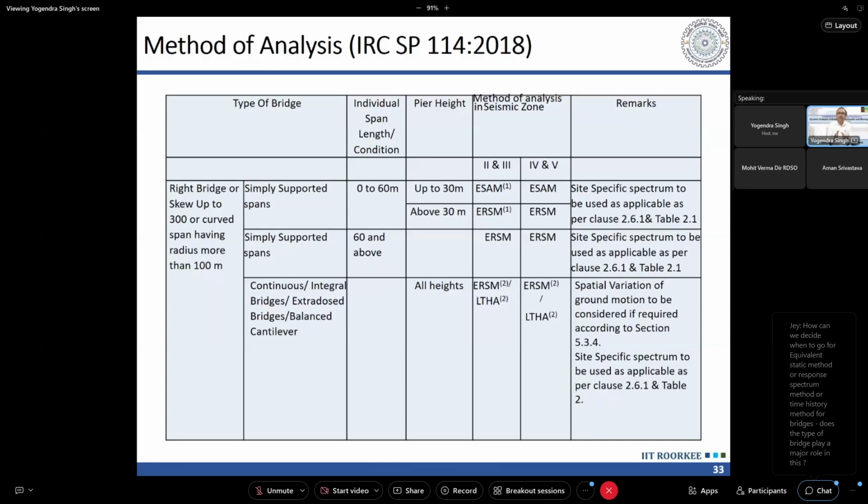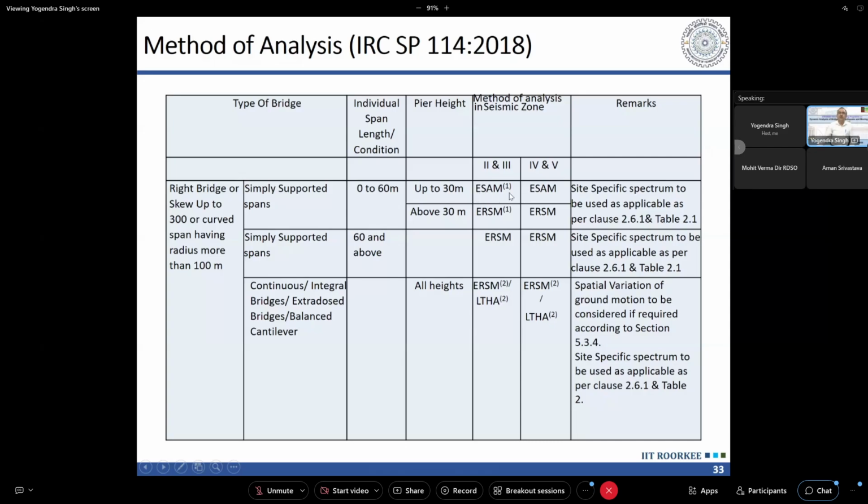And SP 114 provides the guidelines in more detail for analysis of bridges for earthquake. And it provides which type of analysis is applicable in which case. In which case we can go for equivalent static method. So this ESAM, this is the equivalent static analysis method or elastic analysis method, we can say, or equivalent static method, we can say.